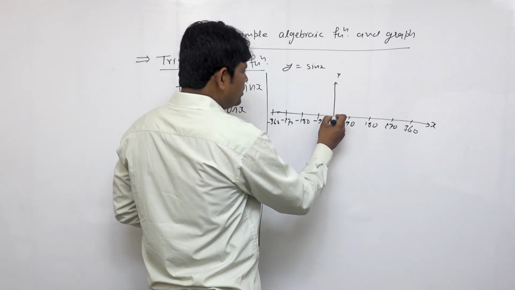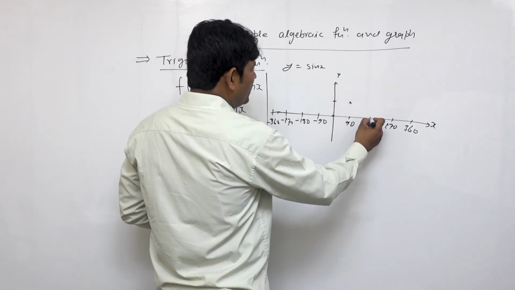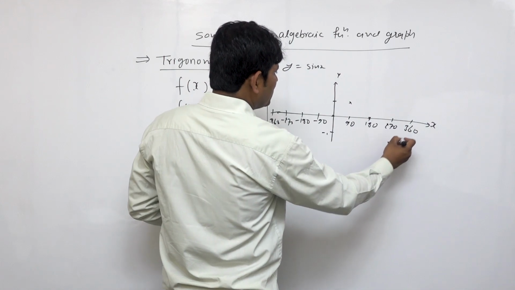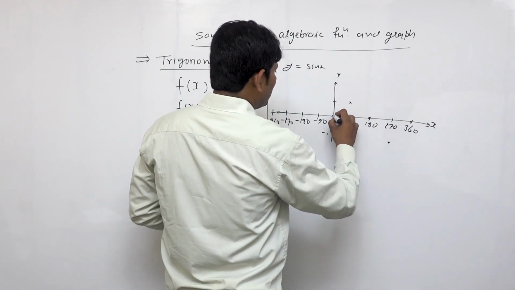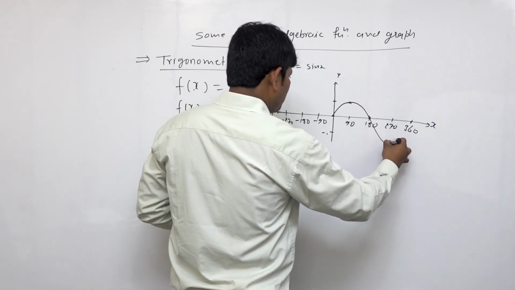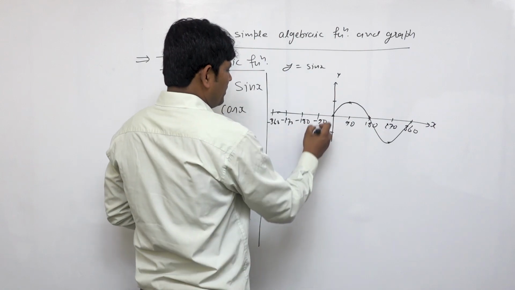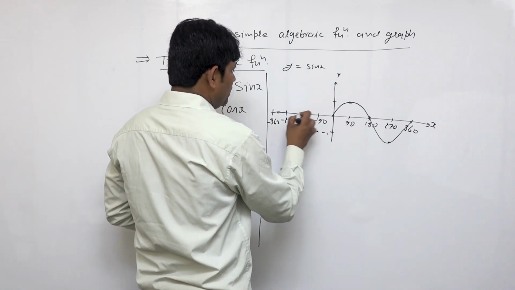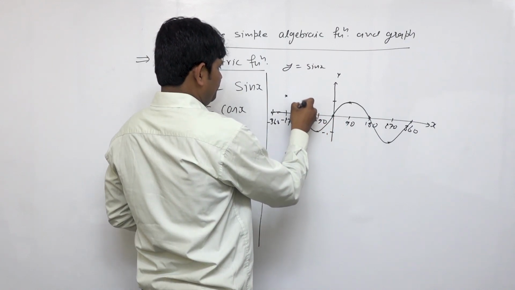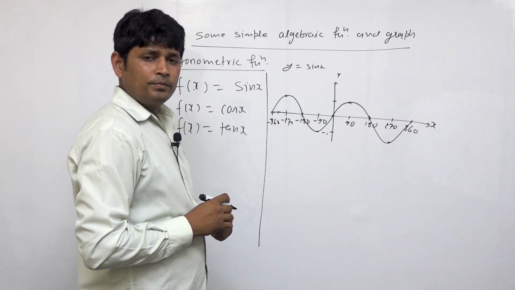So at 0, sin 0 is 0. Sin 90 is 1. Sin 180 is 0. Sin 270 is -1. Sin 360 is 0. So you can draw this. This is the nature of the graph, and you always have to understand it. It will go up to infinity. Sin -90 is -1, then 0, then 1, then 0. The graph will go like that. This way we can draw the graph of sin x.